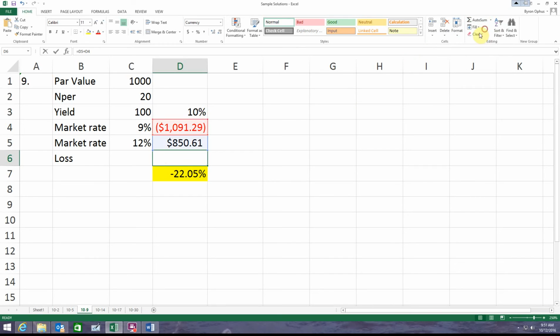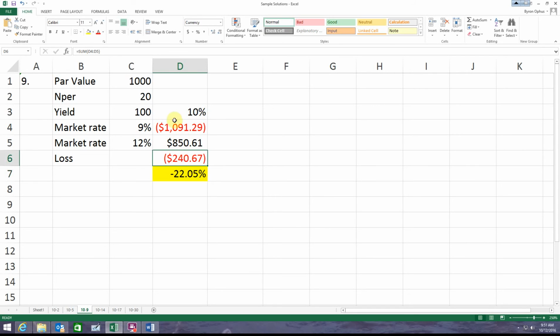So I lost. We'll do a little sum here, and I can sum just those two. I lost $240.67 in the process here. And then it asks me, what would my percentage return on the investment be if I bought when rates were 9 and sold when rates were 12?